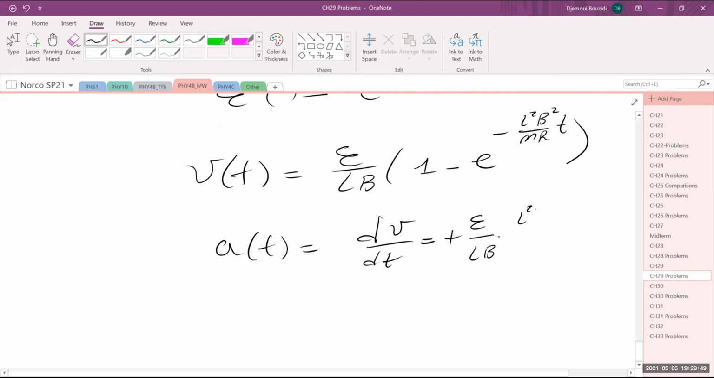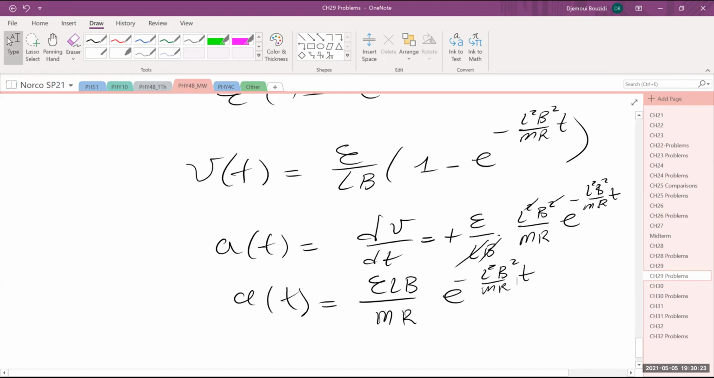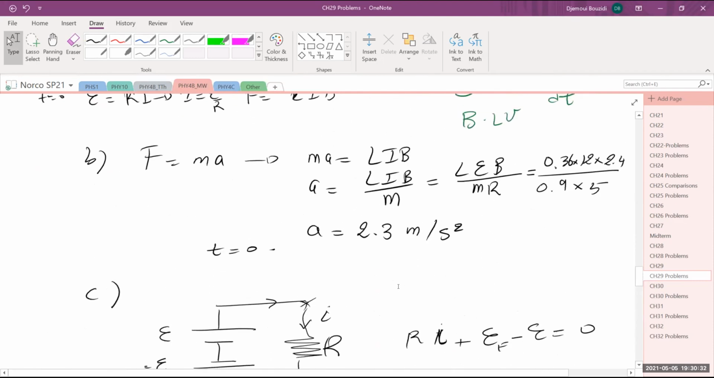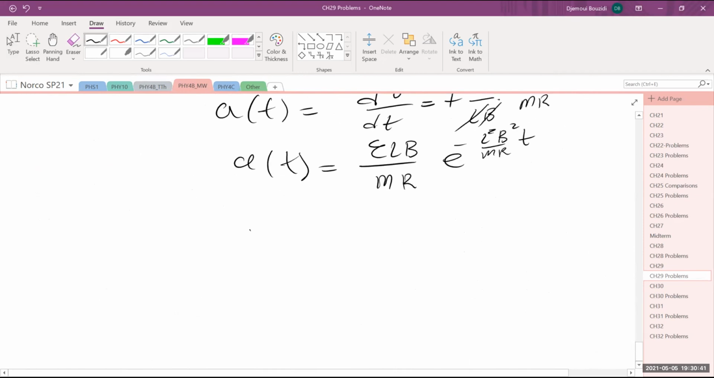Epsilon over LB times L squared B squared over MR, and don't forget that you have an exponential of minus L squared B squared over MR times T. The L squared and the B squared cancel with the LB. So a of t in general is going to be epsilon times L times B divided by MR times the exponential of negative L squared B squared over MR T. Now for t equal to 0, the exponential is just equal to 1, so we don't worry about that. The value is epsilon LB divided by MR, exactly how we're supposed to have found it. So it checks: a sub 0 is exactly epsilon LB over MR as we calculated to begin with. That is good.